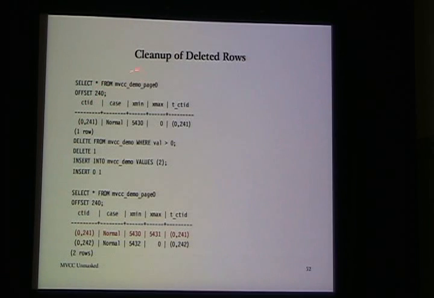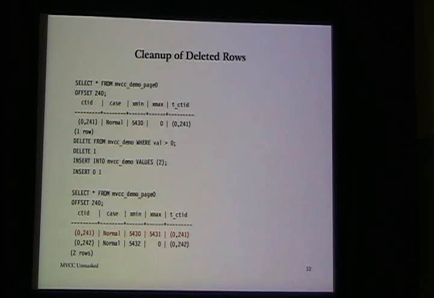I'm going to look at the row using my special view that I defined much earlier. You can see that that is marked as normal. And it's in slot 241, so it's the 241st item pointer. Okay? If I delete the row and add row 2, here are my 2 rows. This is my original row, 241. This is my new row, 242.